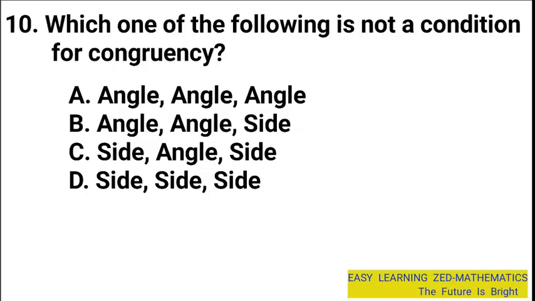So question 10 was, which of the following is not a condition for congruence? A, angle, angle, angle. B, angle, angle, side. C, side, angle, side. D, side, side, side. So the one which is not a condition for congruence is A, angle, angle, angle. Okay, now let's go to section B.